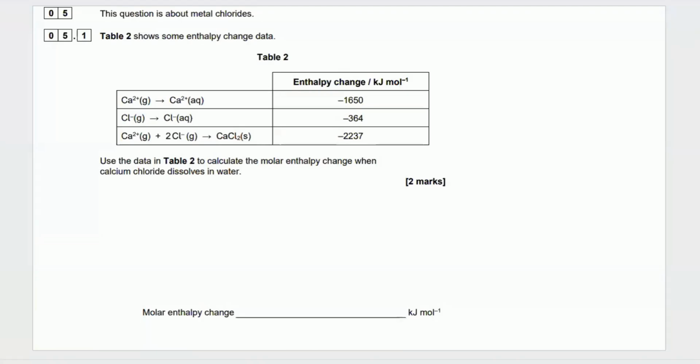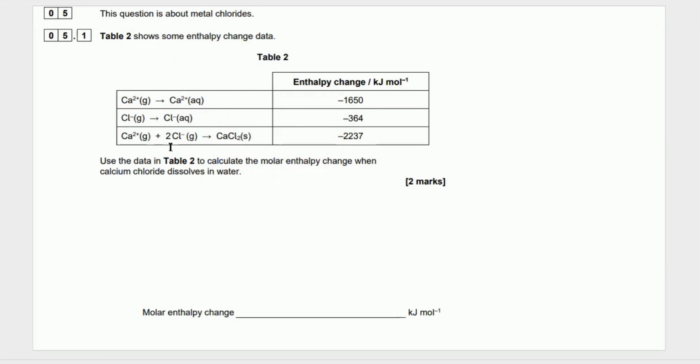This is question 5 of the 2023 Chemistry A-level paper for AQA, and it's on the Born Haber cycle. This question is about metal chlorides. Table 2 shows some enthalpy data. We've got the enthalpy of hydration for calcium 2+ ions and for chloride ions, and then we have the lattice enthalpy of formation for calcium chloride. Use data in Table 2 to calculate the molar enthalpy change when you dissolve calcium chloride.